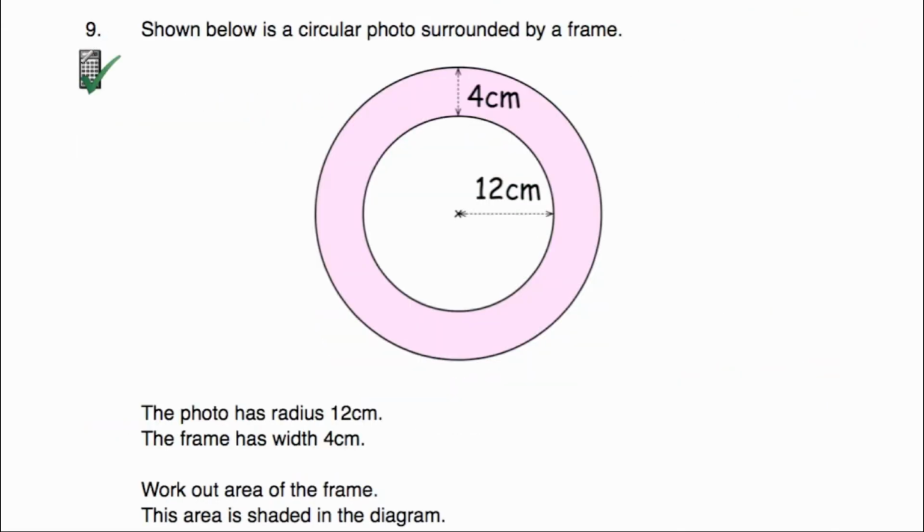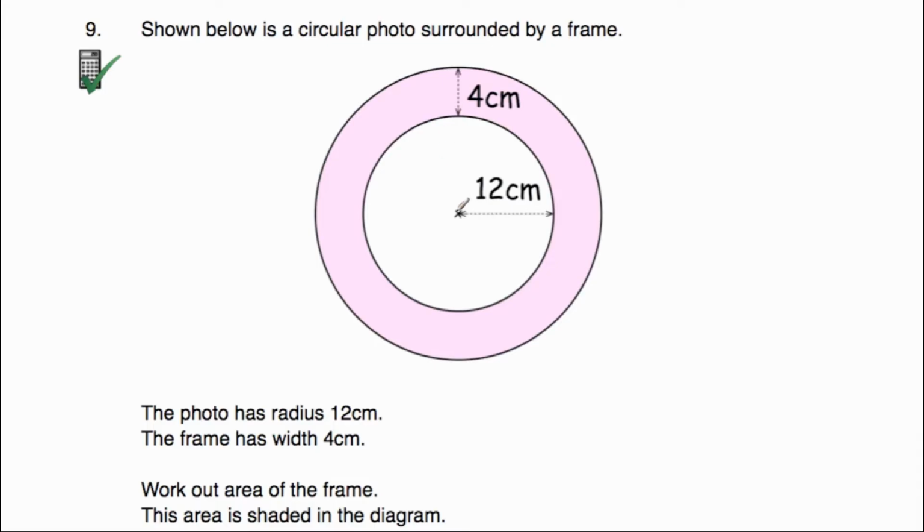Question number 9. So question number 9 says, shown below is a circular photo surrounded by a frame. So we've got this circular photo frame, which is shown by, is it lilac or pink or light purple? I'm not entirely sure. Lilac, maybe. And so we've got this circular photo frame, and the photo has a radius of 12 centimeters. So this is the radius of the photo, and the frame has a width of 4 centimeters. And we've been asked to work out the area of the frame.